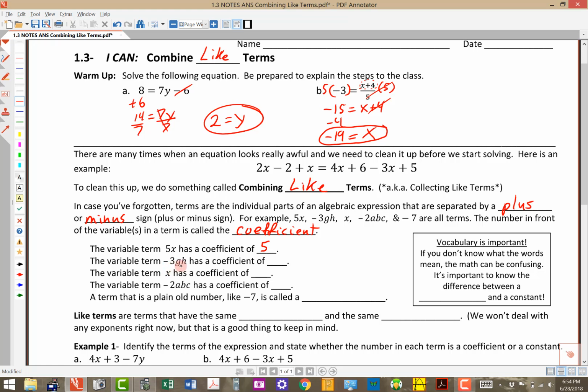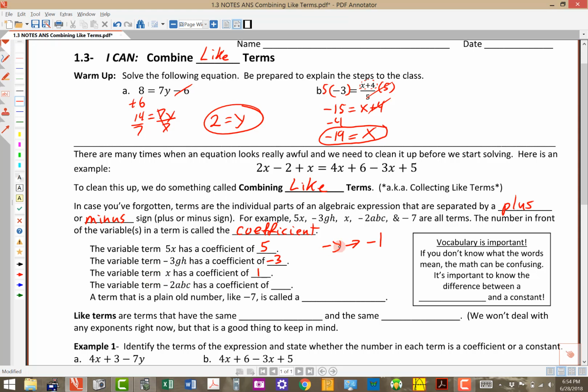In the variable term -3gh, it has a coefficient of -3. Plain old x. You know what number's sitting in front there? It's understood to be a +1. So if we had an example like this, let's say I had a term of -y, then the coefficient on that one would be -1. So if there's nothing in front, it's assumed to be a +1.